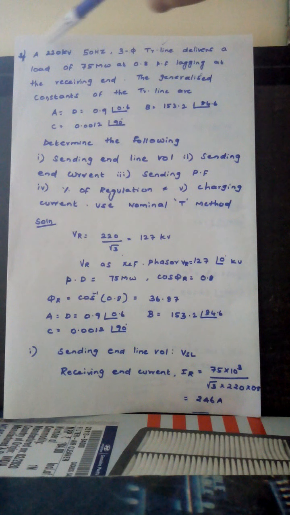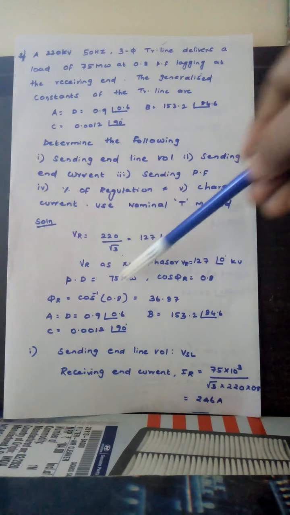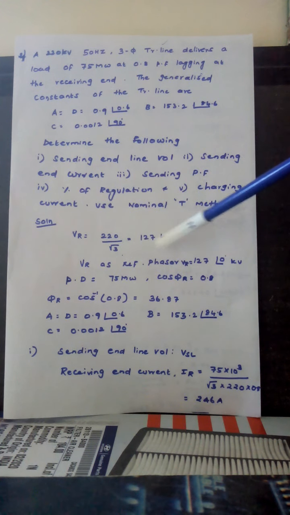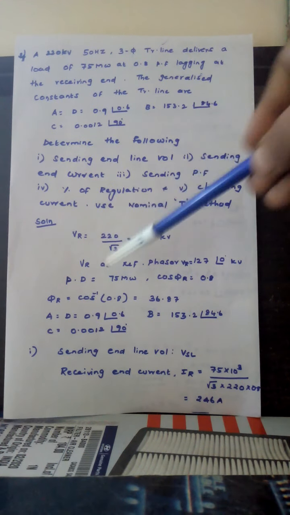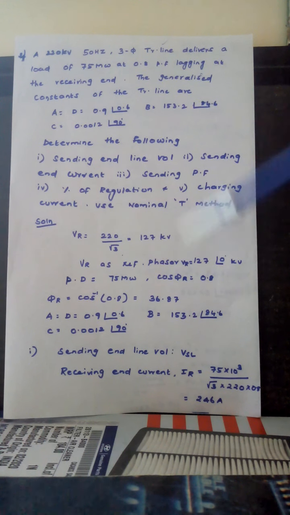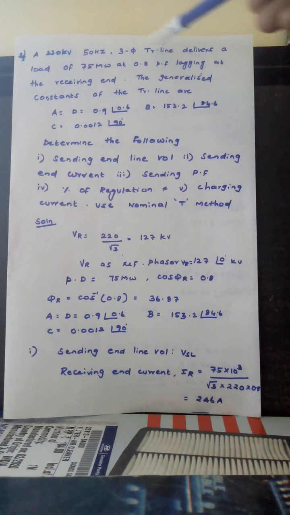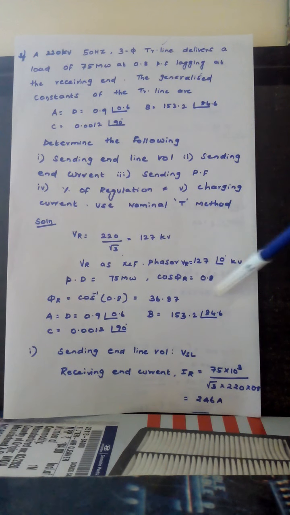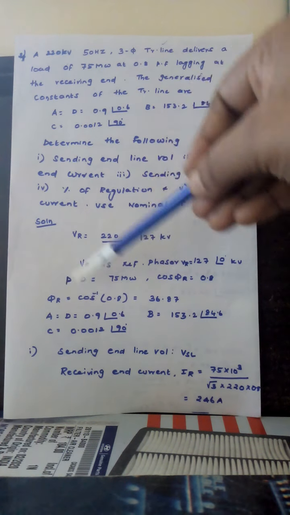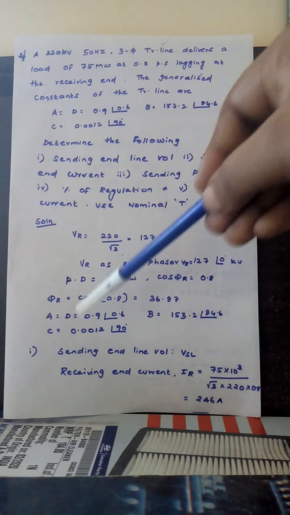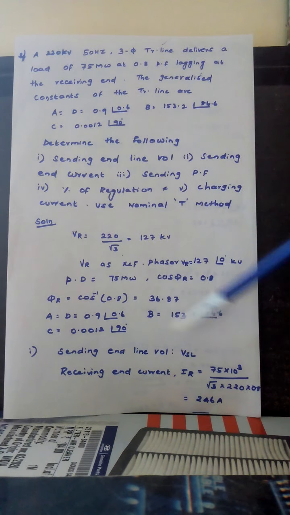So here whatever they given, it is a line voltage, so we are converting into phase voltage. So 220 divided by root 3, it is 127 kV. And here we are taking VR as a reference, so it is 127 at an angle 0. Power delivered they given is 75 megawatt and power factor is 0.8, that is the receiving end power factor, cos phi r is 0.8. So from this we are finding out your phi r value. Now A, B, C, D, all the constants also they given here.